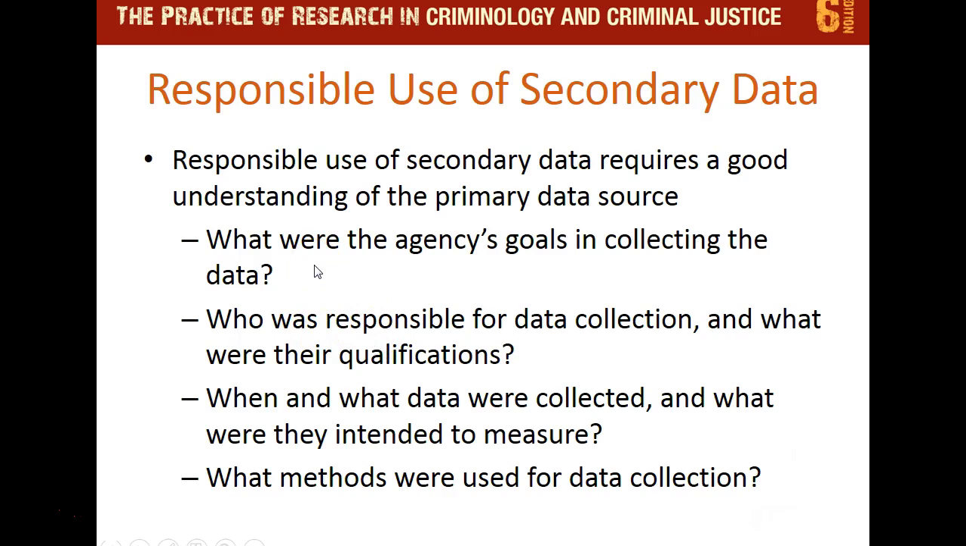Responsible use of secondary data requires some really good understanding of the primary data source. You need to understand where it's coming from. So what were the agency's goals in collecting the data? Why did they collect it?